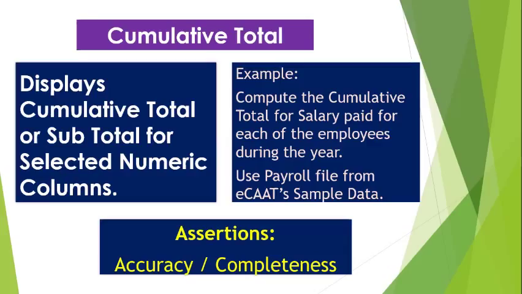Let's now go to cumulative total. What is the cumulative total? Most of you know a cumulative total or subtotal is a running total for the selected numeric column. For example, I would like to compute the cumulative total for salary paid to each of the employees during a year. I'll use the payroll file from the eCAAT sample data. Using this function, I should be able to verify the accuracy or the completeness of the data, relating to the financial statement assertion.